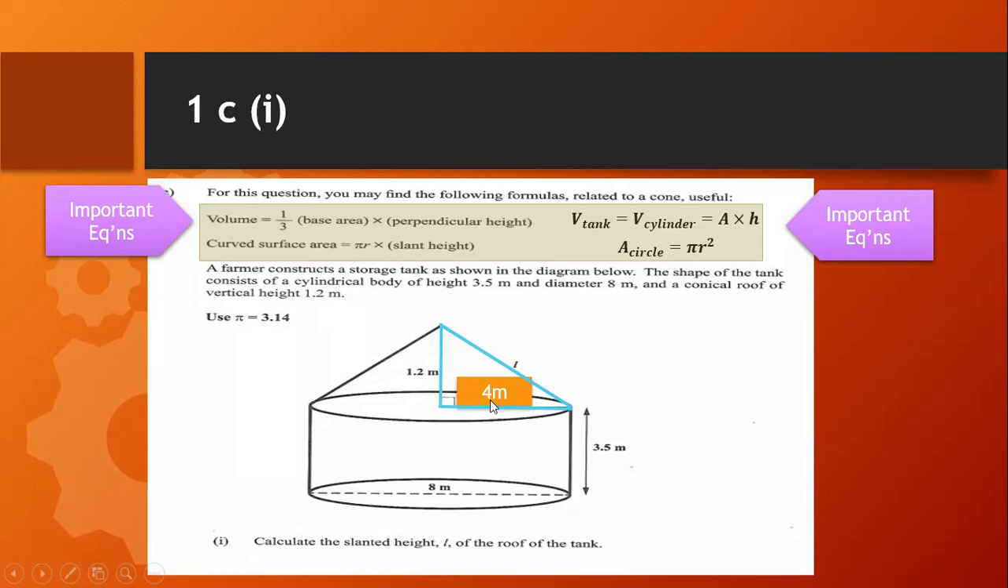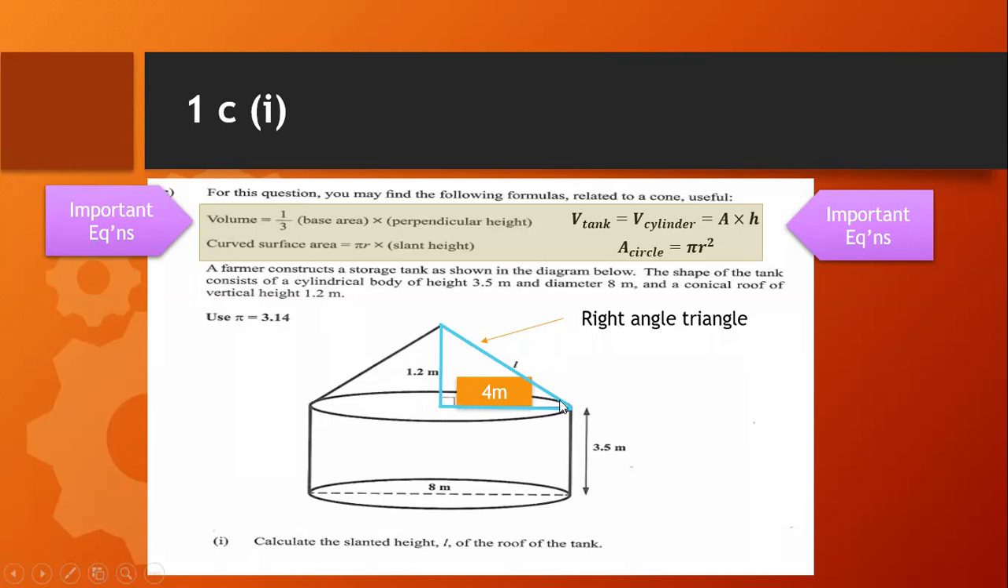It's going to be 4 meters, right? Looking clearly, the diameter of the base of the cylindrical part of the tank is 8 meters, and the cone sits about the center of that circle. Then the distance from the middle of the circle to the edge of the circle will be half the distance of 8 meters. So this is going to be 4 meters, and notably, this is a right angled triangle. There's a right angle here, and there's a vertical height.